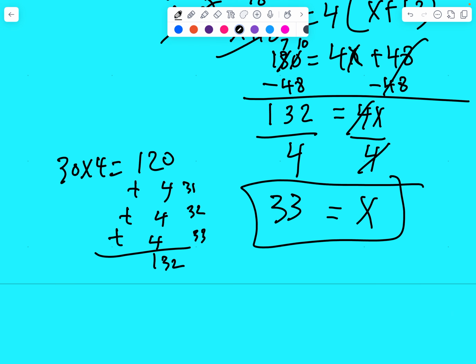But great job today. Translating real-world problems into linear equations is one of the most useful algebra skills you'll ever learn.